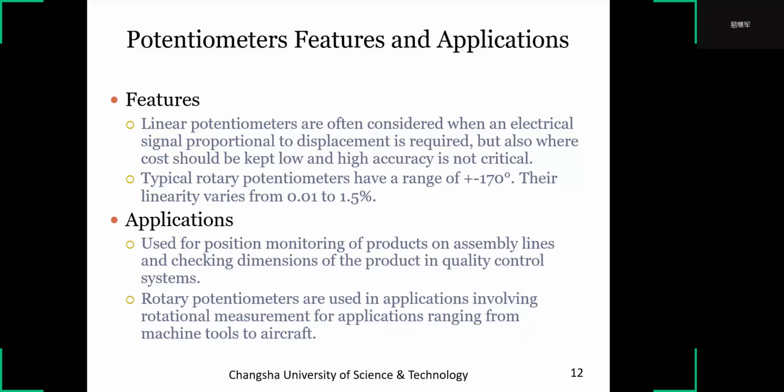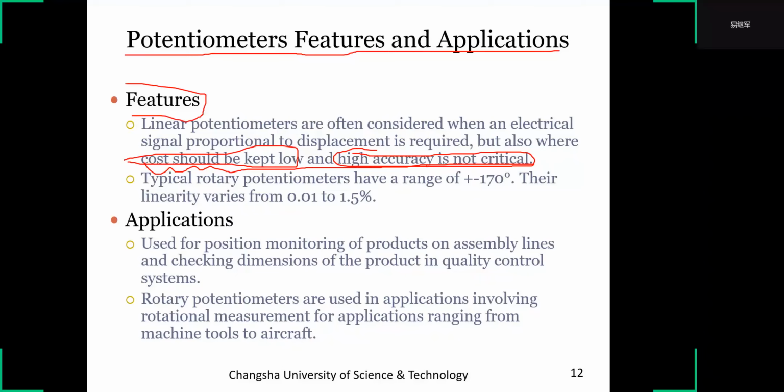This potentiometer's features and applications: cost is low, but accuracy is not high enough. This means the cost is low, but the accuracy is not high enough. These are the features.